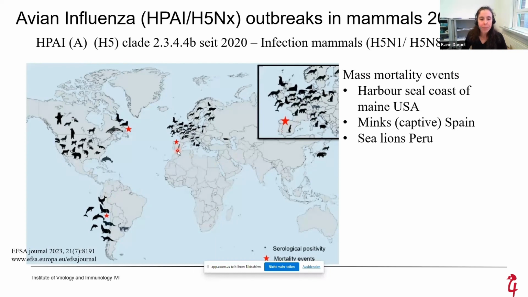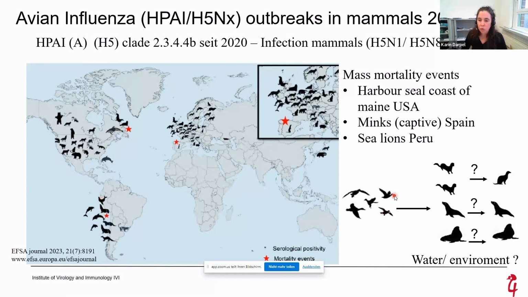But there have been 3 mass mortality events, one in captive minks in Spain, one in harbor seals at the coast of Maine in the USA, and one in sea lions in Peru, where the question is being raised if this was really only caused by predatory behavior and direct transmission from birds, or if there is a component of potential direct transmission or transmission by the water and the environment, because there was such mass mortality that there was the question if that was just driven by feeding behavior.